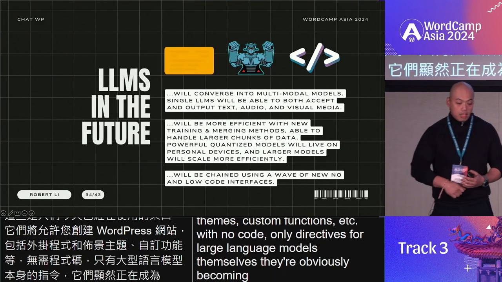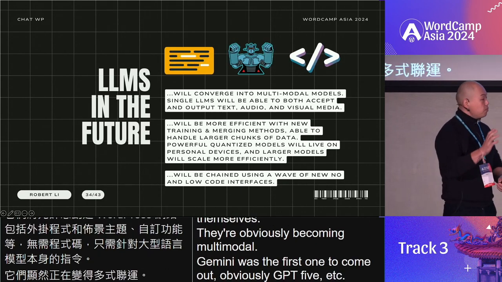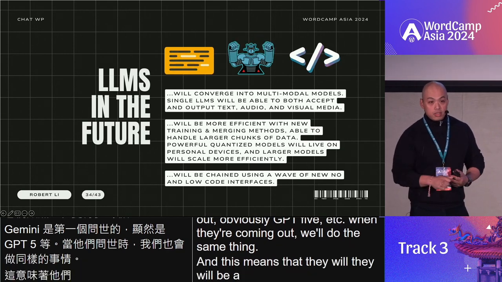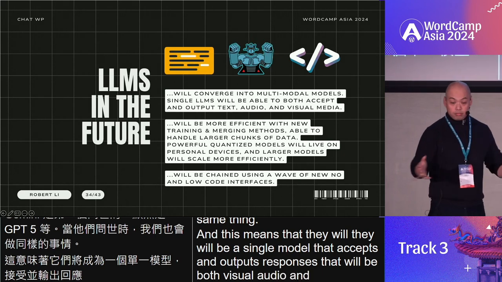Gemini was the first one to come out. Obviously, GPT-5, et cetera, when they're coming out, will do the same thing. And this means that there will be a single model that accepts and outputs responses that will be visual, audio, and video.